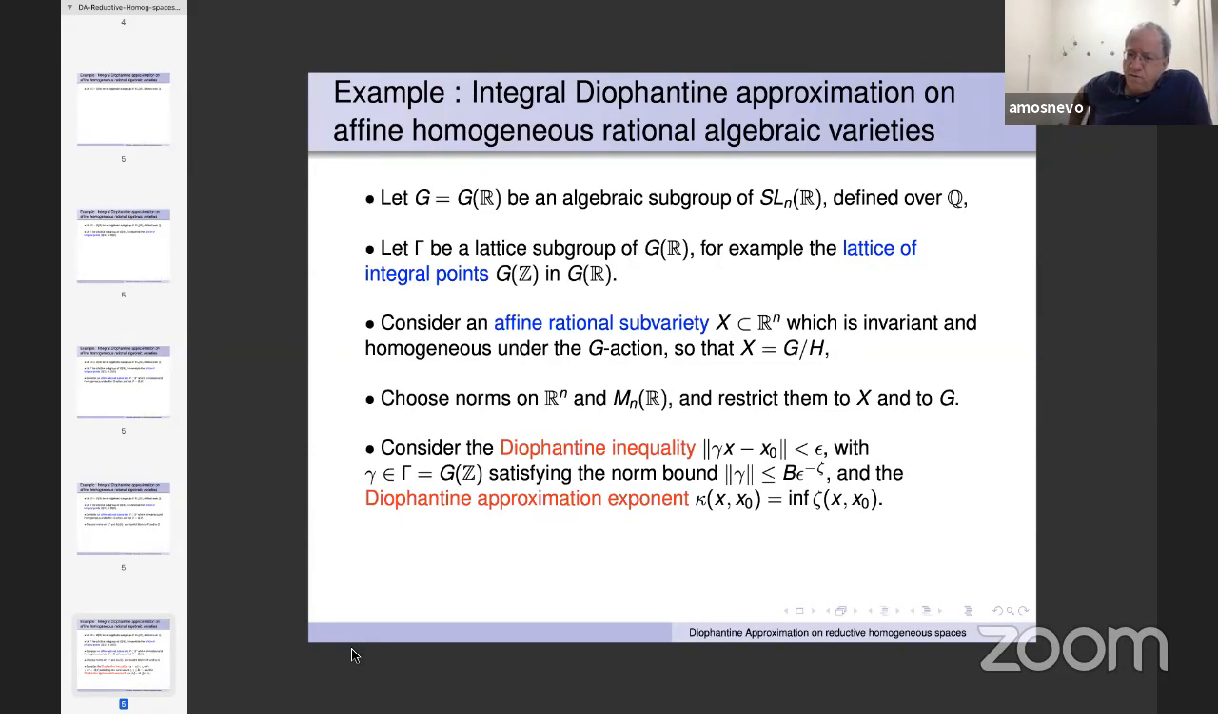The norm of γx minus x_0 is less than ε, with γ being an integral matrix satisfying the norm bound: the norm of γ is less than or equal to B ε^(-ζ). And the Diophantine approximation exponent κ is the infimum of ζ. So this is an instance of the general problem that we mentioned before, in this specific case.